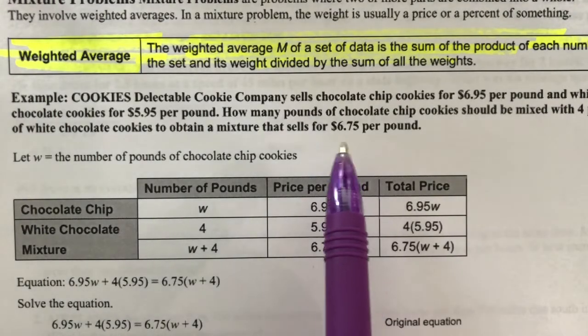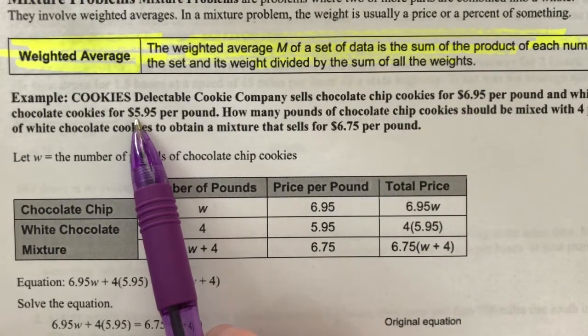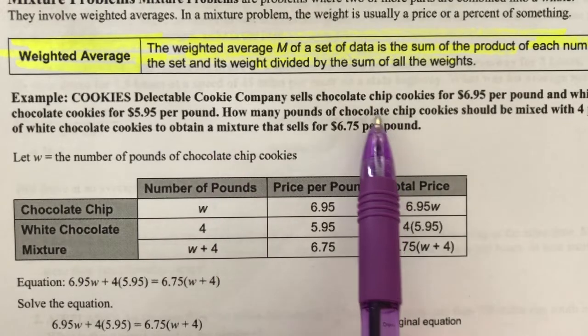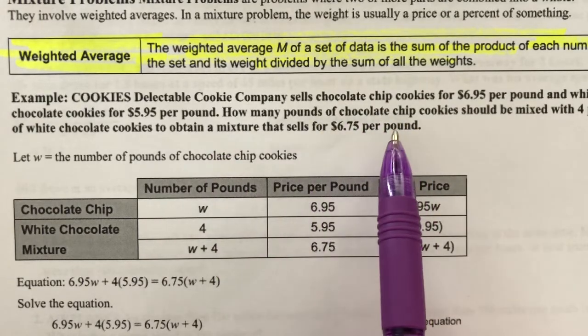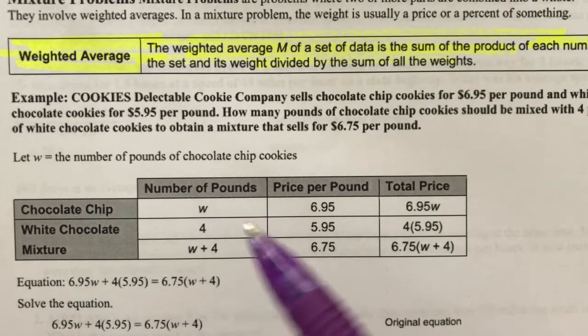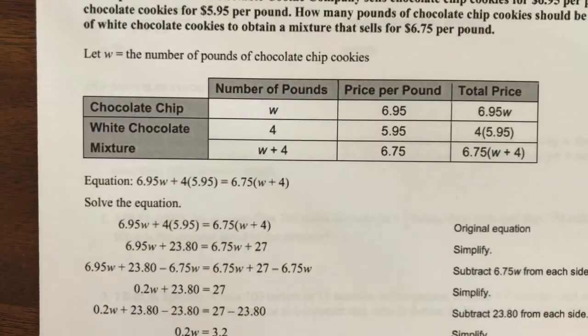How many pounds of chocolate chip cookies should be mixed with 4 pounds of white chocolate cookies to obtain a mixture that sells for $6.75 per pound? So chocolate chip cookies cost $1 more per pound than white chocolate. But if you buy a little bit of each and you mix them together, then they cost $6.75 per pound total. How do we figure out how many pounds of chocolate chips we need, right? So that's where they made the table. You would make it, right? The problem doesn't necessarily make it. You would need to know how to organize it.